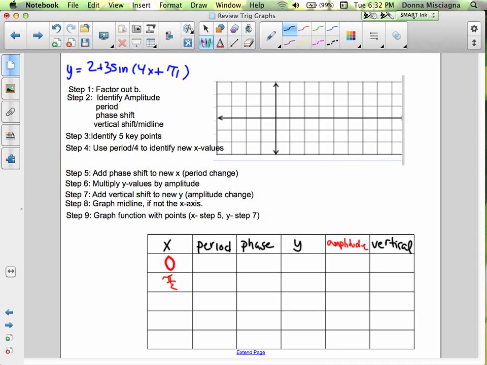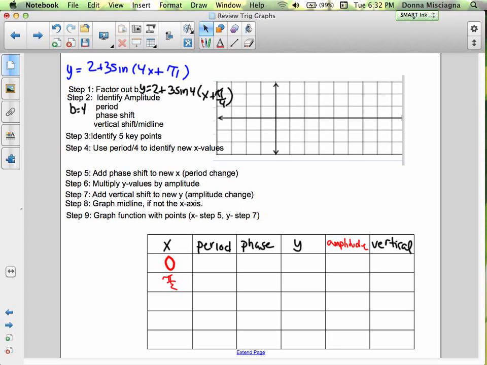So the first step is to factor out b. Now we'll need to write this step down because finally we have a b to factor out. All right, so b here is 4. Let's factor that 4 out. If we factor out the 4, we'll have y equals 2 plus 3 sine. The 4 comes out. So 4x divided by 4 is x. Pi divided by 4 is pi fourths. And now we have our equation with the b factored out. It'll be a lot easier to identify the phase shift and the period once the b is factored out.